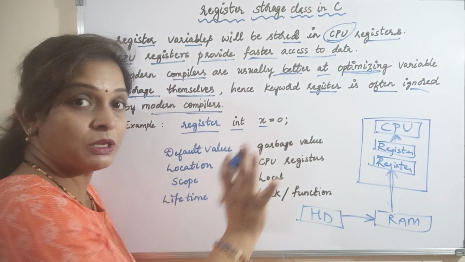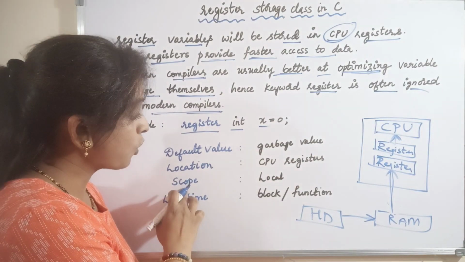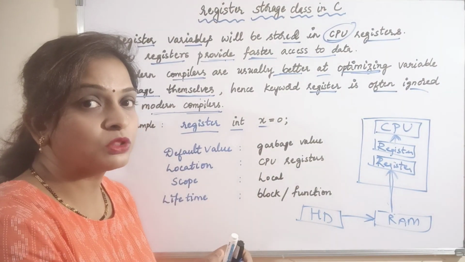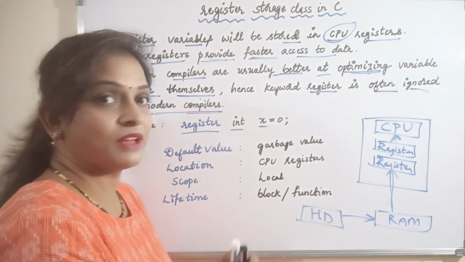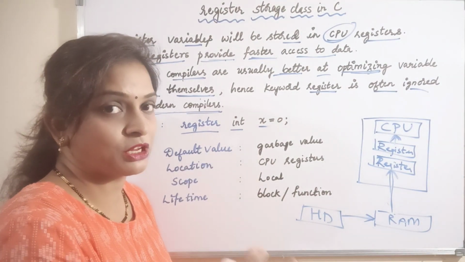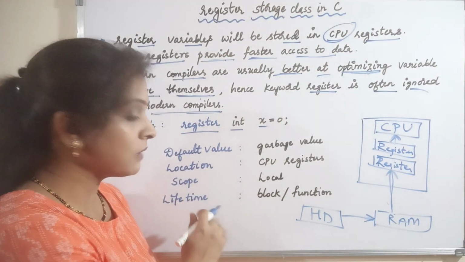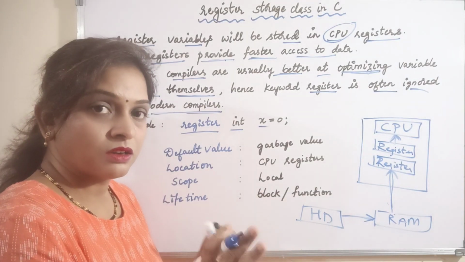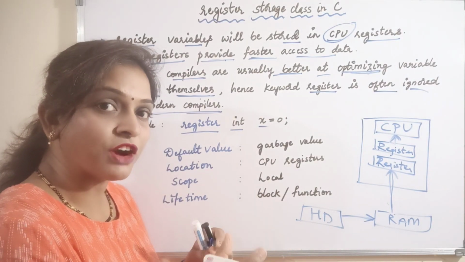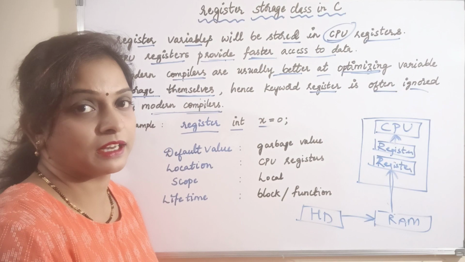Location: CPU registers. Scope: local to the block or function where it has been declared. It is local to a particular block. And lifetime: it is only within the block or function where it has been declared.